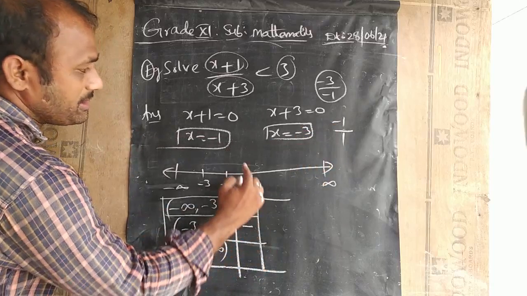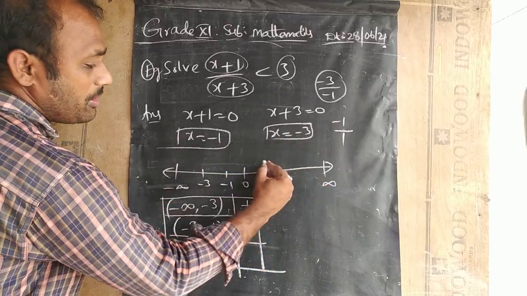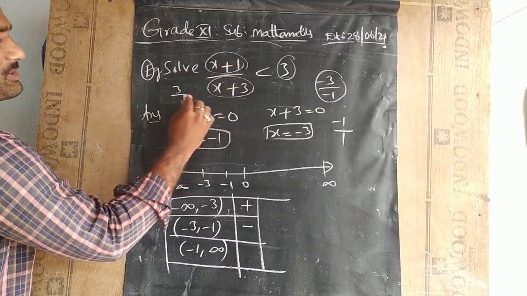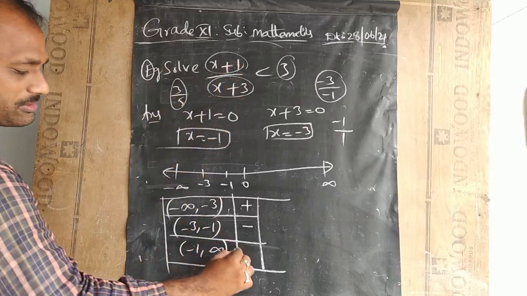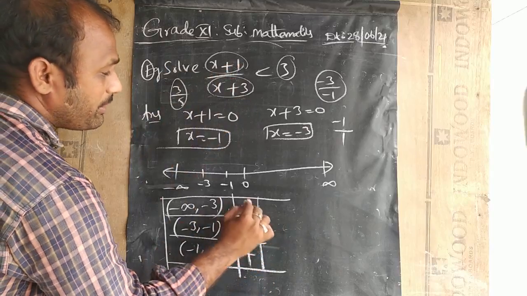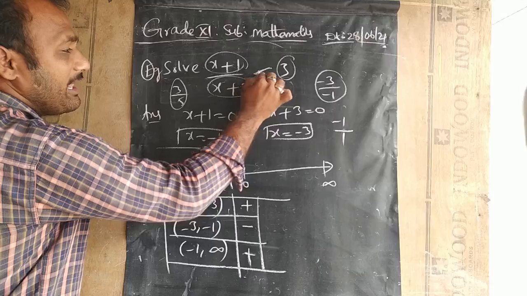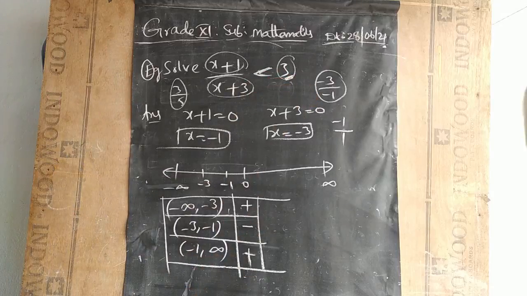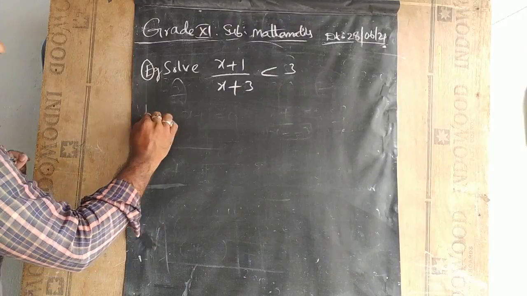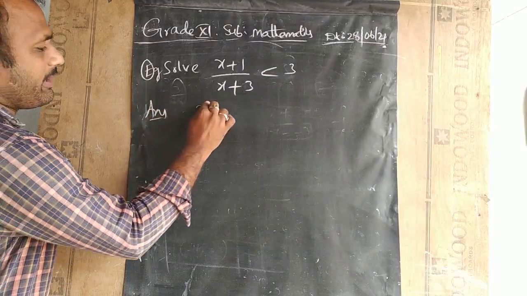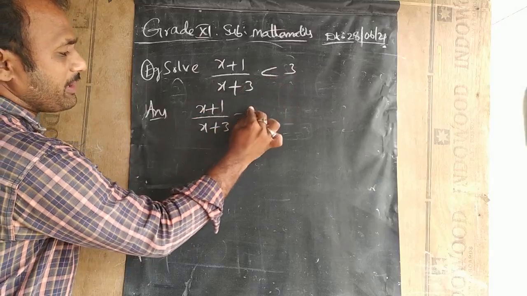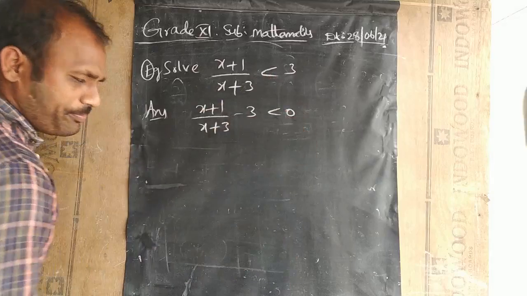Next, if I take minus 1 to infinity, let me take 2 as the number. 2 plus 1 is 3 and 2 plus 3 is 5. 3 by 5 is a positive number. So the answer is plus. But we need less than 3. So x plus 1 by x plus 3, if I transpose the 3, is minus 3 less than 0.